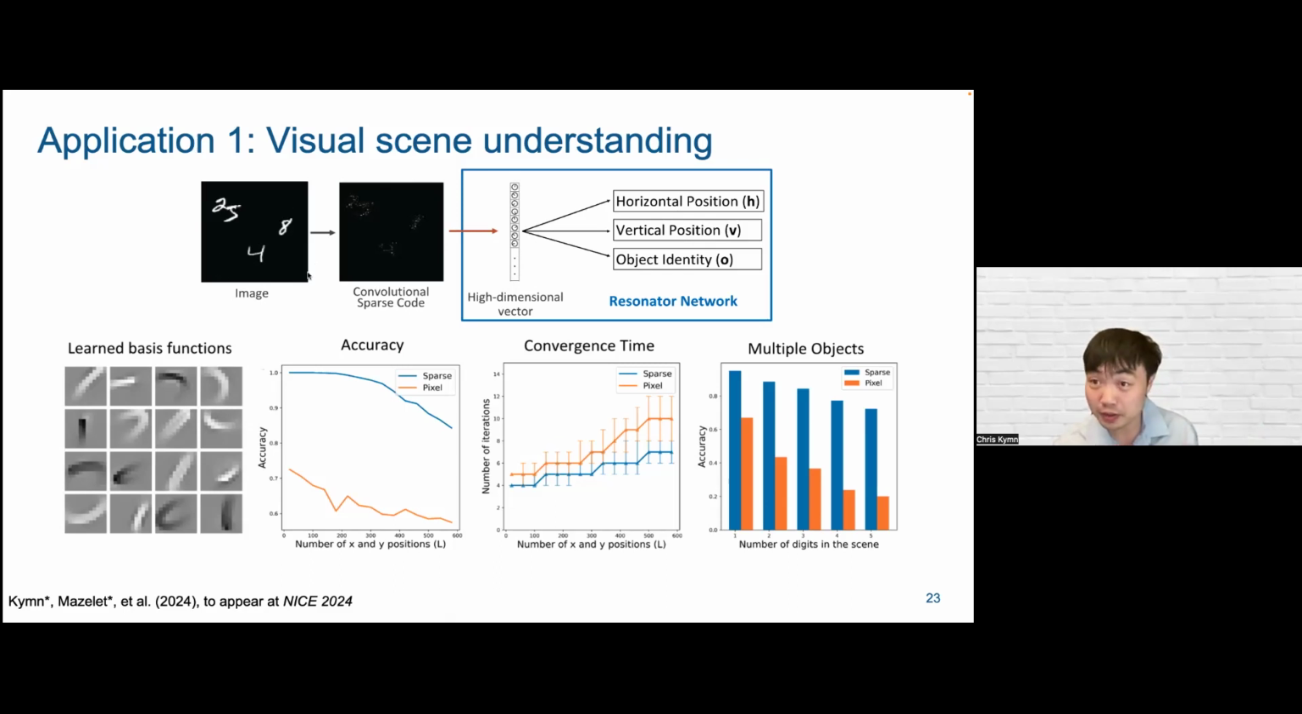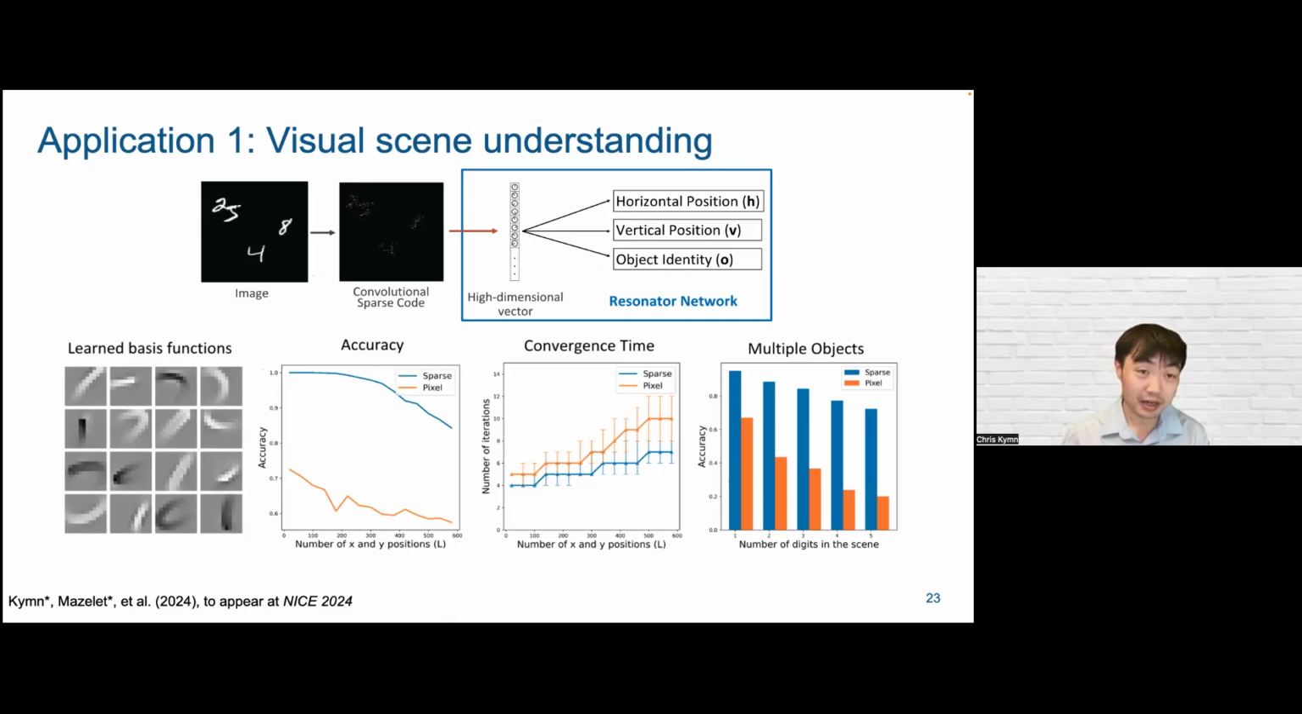The reason why we do a convolutional sparse code in this particular case is for two reasons. For one thing, the image would be much sparser in terms of the convolutional sparse code, because that's what the code is optimized for. It's optimized for the statistics of a particular data set. And what that means is that for our high-dimensional vector, there are going to be fewer items pushed together in superposition, which means that the resonator is going to have an easier time telling these objects apart.